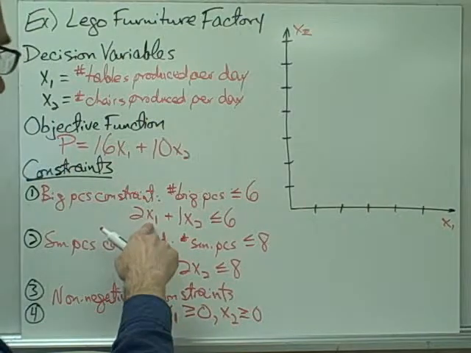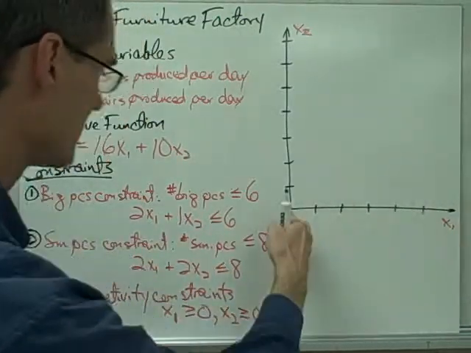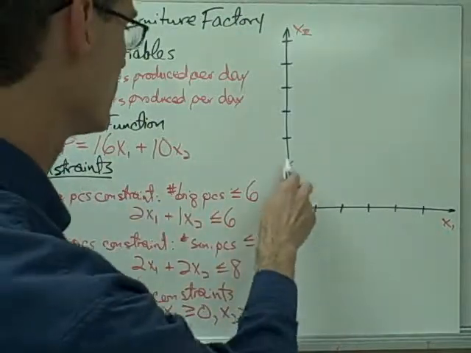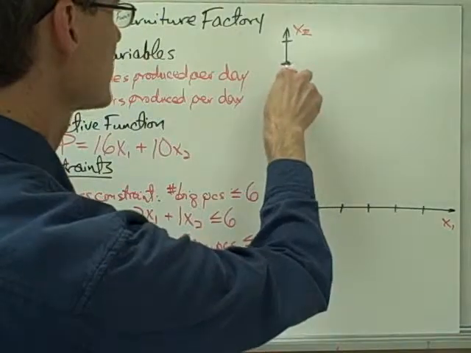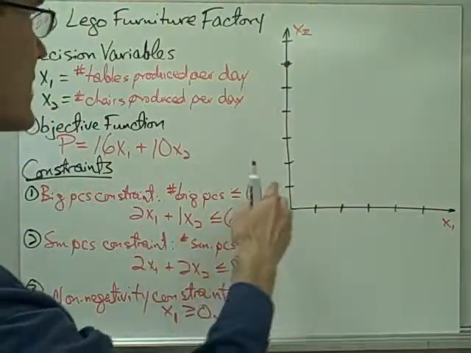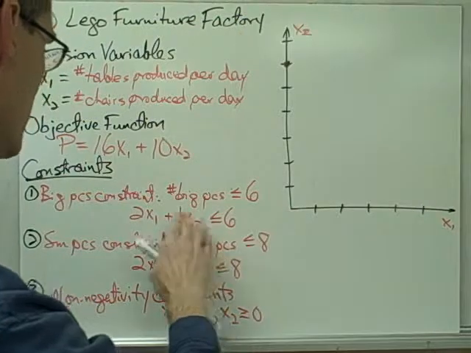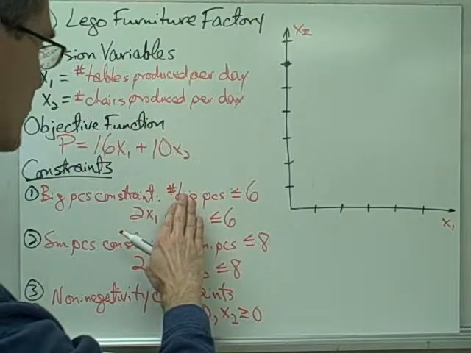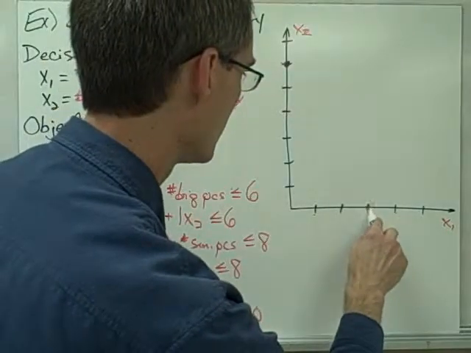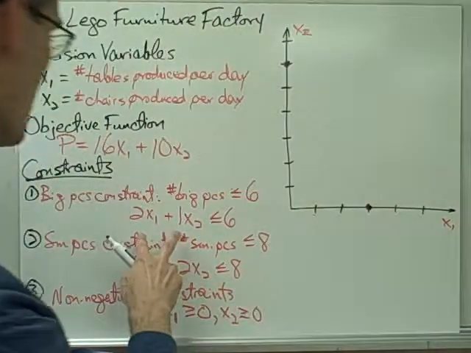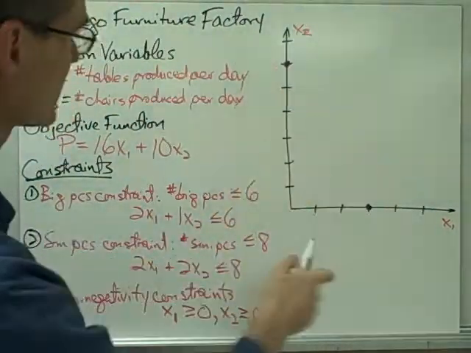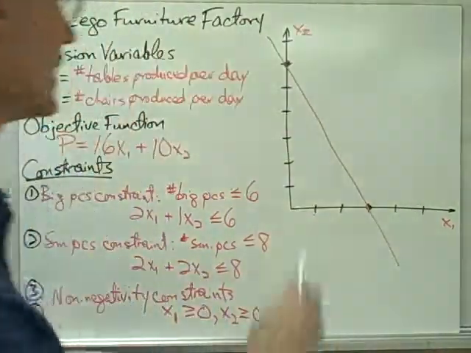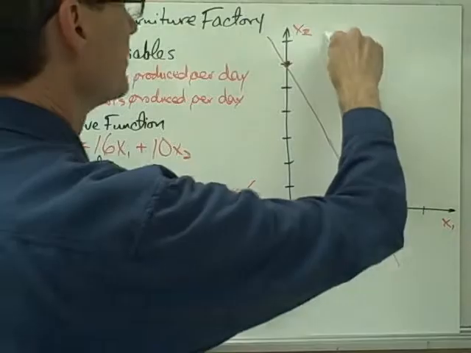So if I let x1 be equal to 0, then x2 is going to be 6. So 1, 2, 3, 4, 5, 6. And if I let x2 be 0, then 2 times x1 is equal to 6. That's going to mean x1 is equal to 3. So 1, 2, 3. So here are my x1 and x2 intercepts. And if I connect these up with a line, then here is a graph of my big pieces constraint.